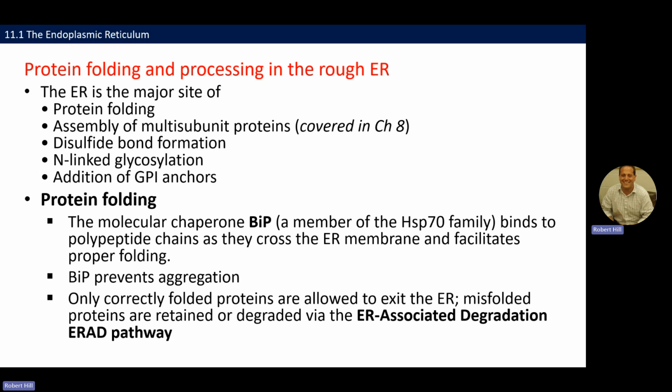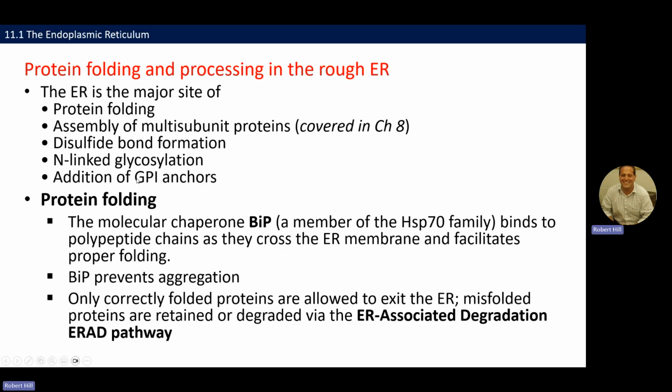Because the ER is an oxidizing environment, as opposed to the reducing cytoplasm, you can produce disulfide bonds in the ER. So the ER is heavy with disulfide isomerases that produce disulfide bonds.